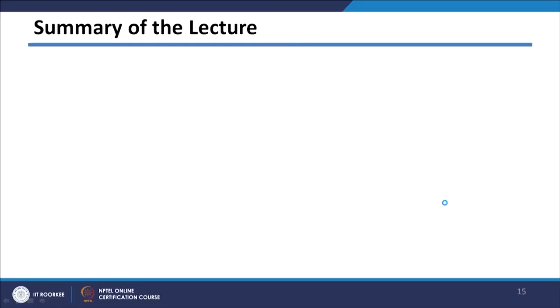So, in summary of today's lecture, we have seen LL fault. For LL fault we have derived fault current equations, and then we have seen the faulted voltages equation. And to understand it better, we have taken one example, and this example was solved for LG, LLG and LL fault. Thank you.